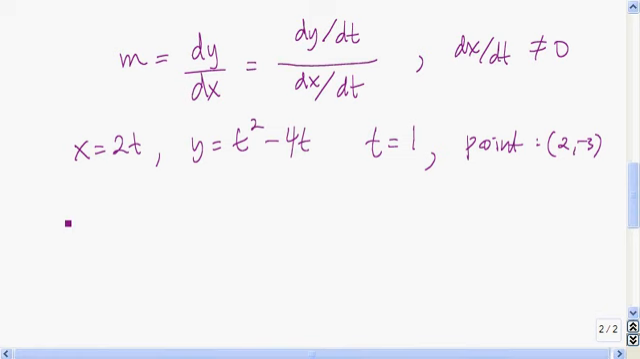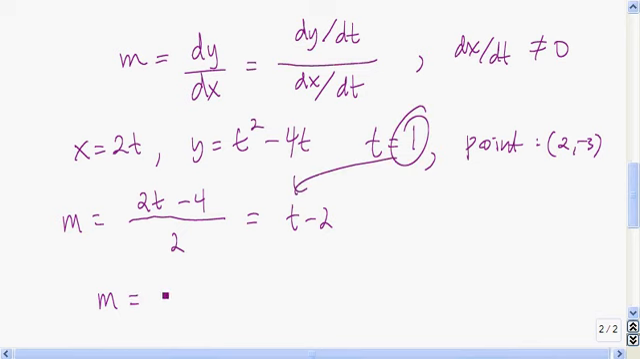So to get m, the slope of the tangent line, is just equal to dy dt divided by dx dt. dy dt is 2t minus 4. dx dt is the derivative of 2t, or just 2. So if we simplify that, we get t minus 2. So now we know the slope in terms of t. To get the specific slope that we care about, we're going to plug 1 in for t. So our m is 1 minus 2, or negative 1.